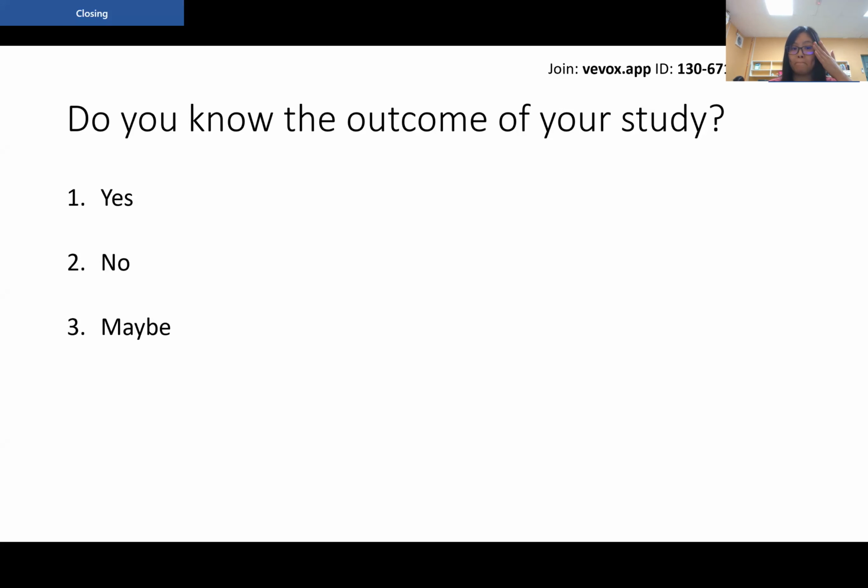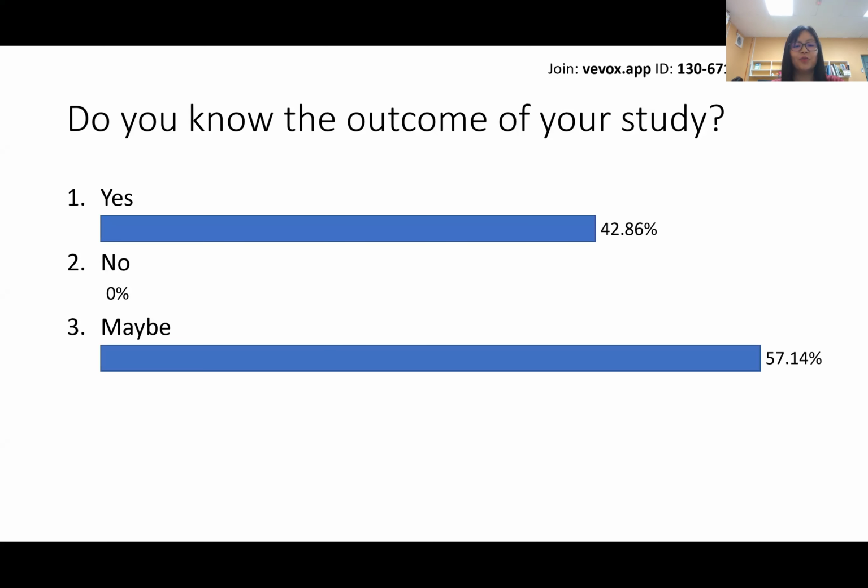So let's see. Okay, so none of you say no. Most of you think that maybe you know the outcome. 57, more than half you think you know, and less than half think confirm that you know.